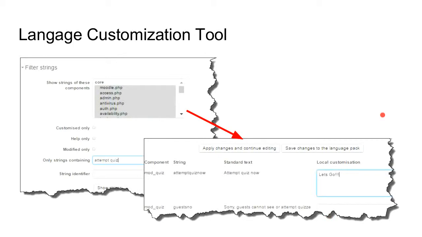For example, using the language customization tool, you can search for a piece of text, and you'll then get a listing of the places where that piece of text appears in language strings. And then on the right-hand side, you have a little box there, and you can change that language string to something that is more meaningful for you or suits your particular business case.